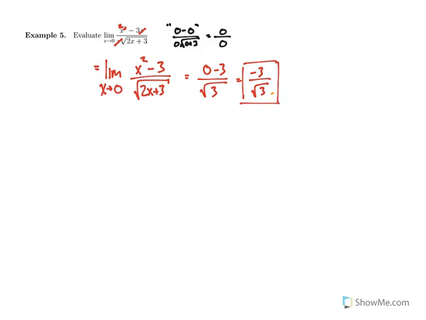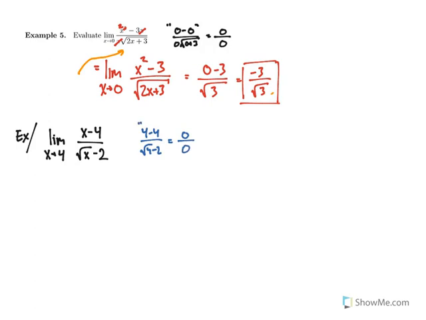So just as easy as that. The thing I wanted to draw your attention to is just because you see a square root does not necessarily mean that you should be rationalizing the denominator. To see an example where we should rationalize the denominator, let's look at the limit as x approaches 4 of x minus 4 over square root of x minus 2. When you plug in 4 here, you get 4 minus 4 over square root of 4 minus 2, 0 over 0. That's an indeterminate form. We have to do more work.